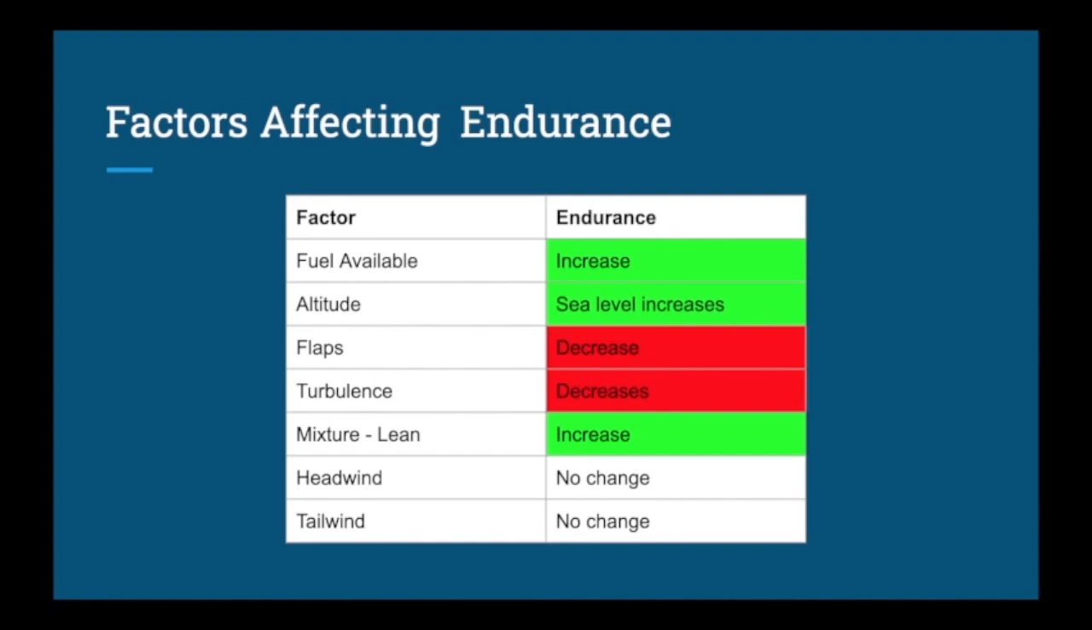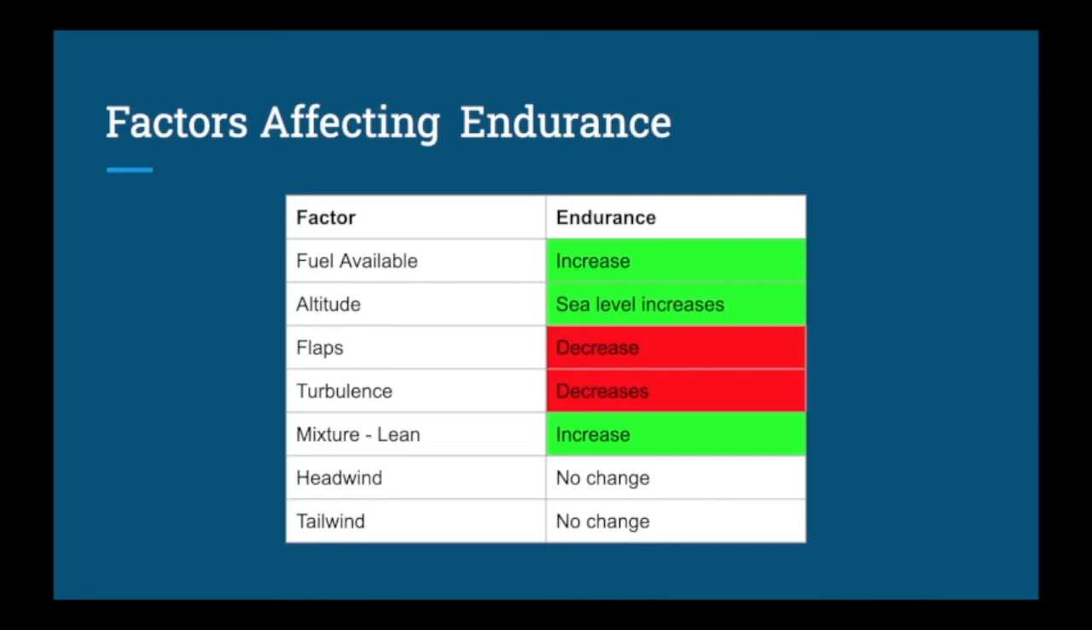Some of the factors affecting endurance, obviously our fuel: the more fuel, the longer we can fly. The altitude, the lower the better, so sea level, because we can produce more lift in higher density air. We're also going to have more drag, but in this scenario we don't care about the drag slowing us down because we don't care how far we're going; we're going to be staying in the same area.